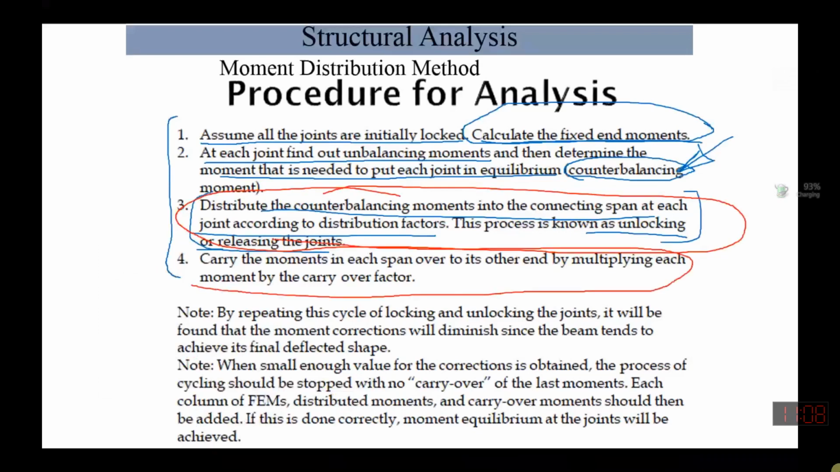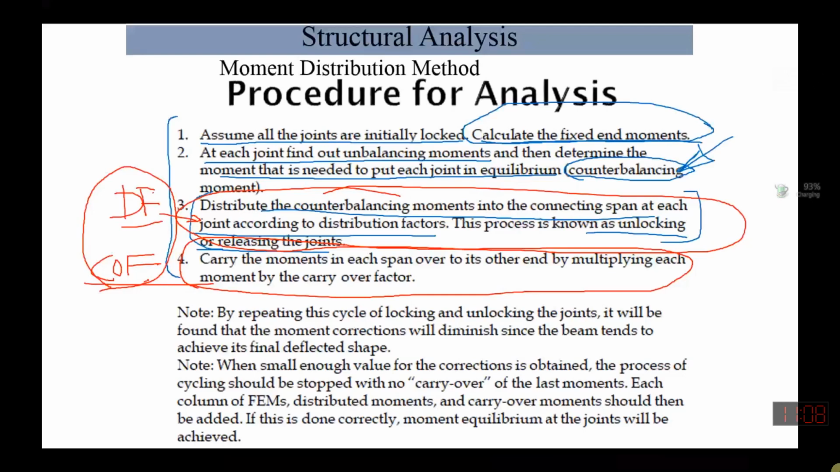Number 1 is here you will apply the distribution factor, and here you will apply the carryover factor. And again you will keep on repeating this procedure, unlocking, locking of the joint, unlocking, locking of the joint, until you find that the moment at each span or end of the joint is approximately equal to 0. How we proceed, we will solve it in the examples. Is it clear, students, about the theory?